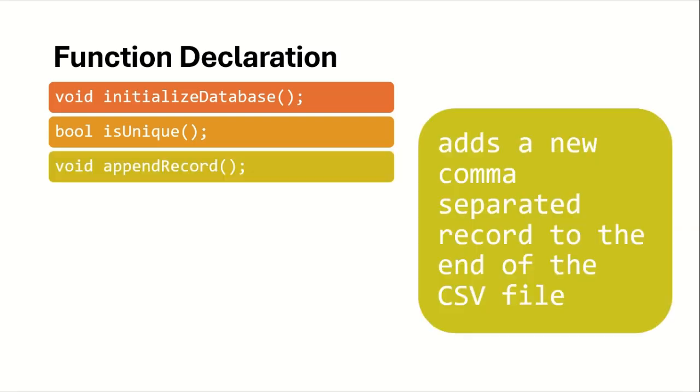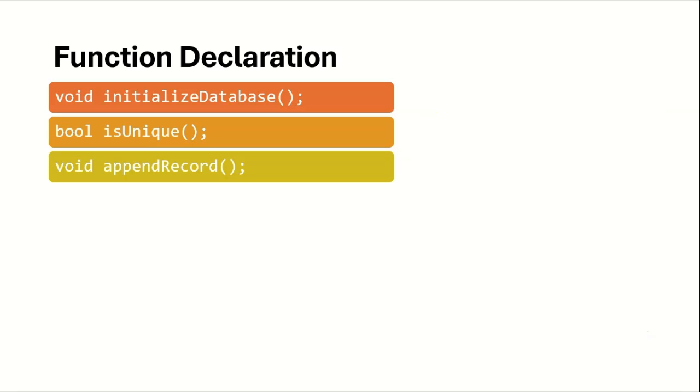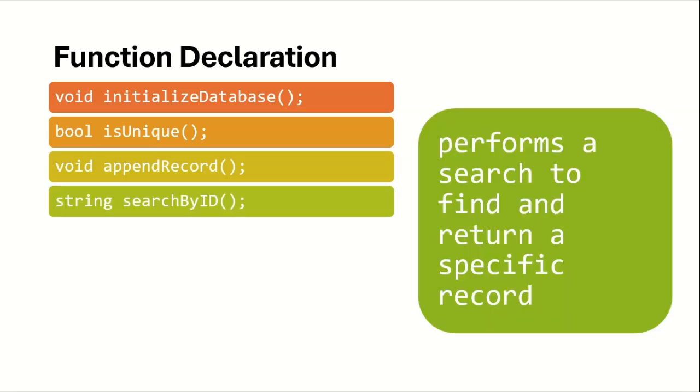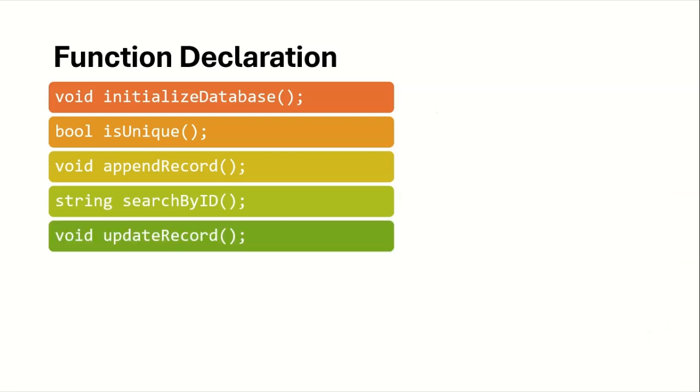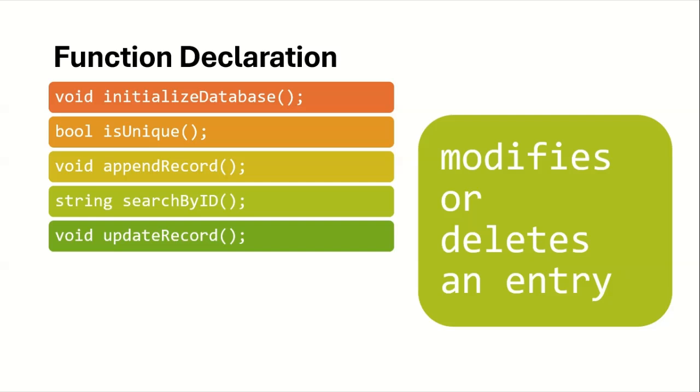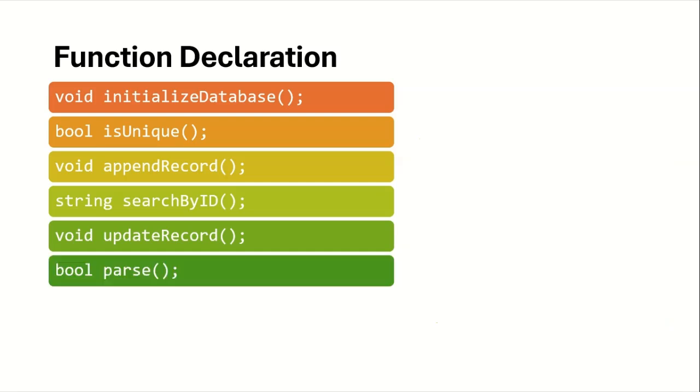Append record is used to add a new comma separated record to the end of the CSV file. It is used for appending a new record, or adding a new record at the end of the file. Search by ID is used for searching any entry by the ID. Update record: we can update any record by the ID. We use the ID to find the record, then we can update it, modify it, edit it, or delete it completely.